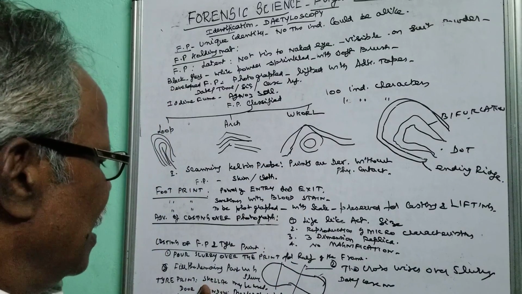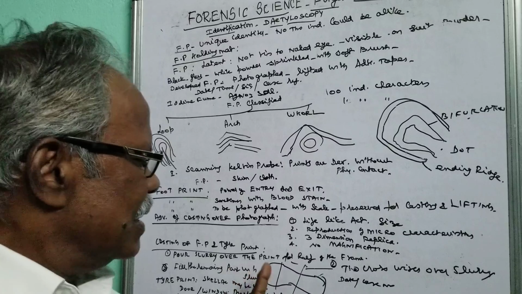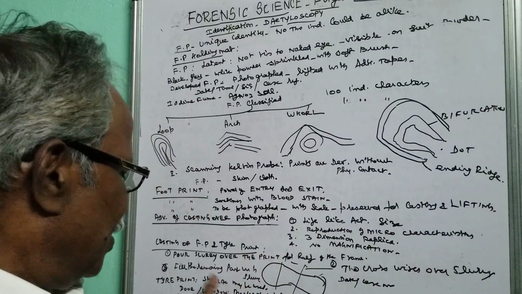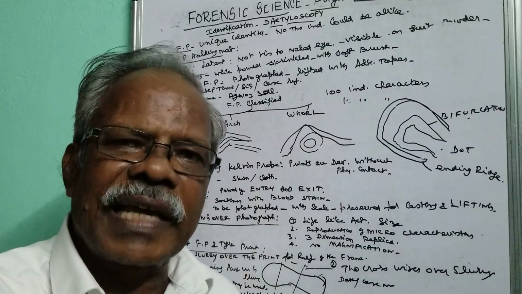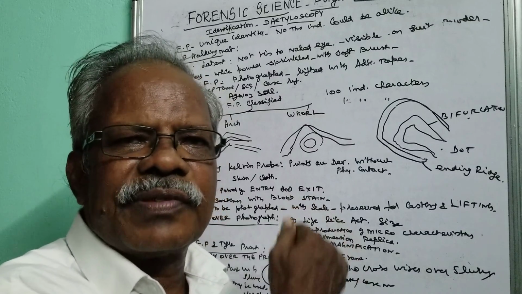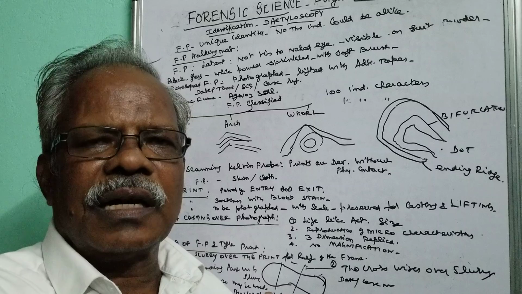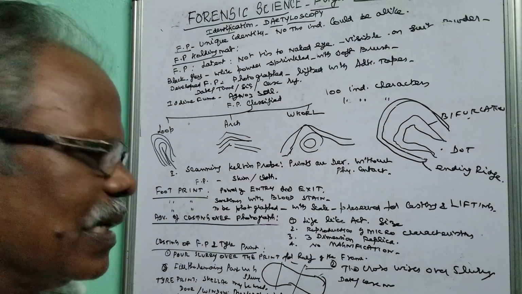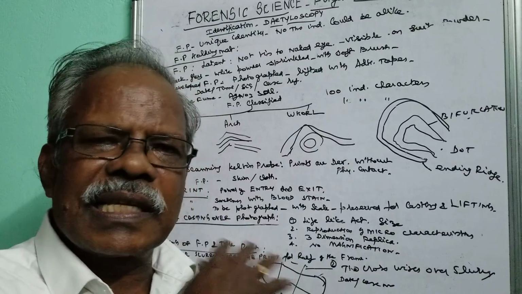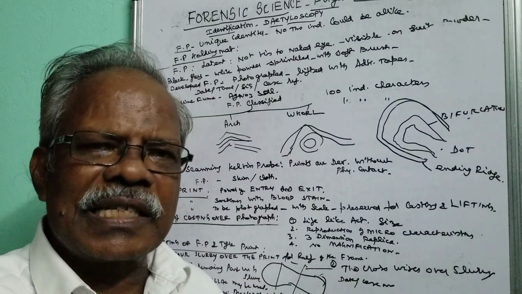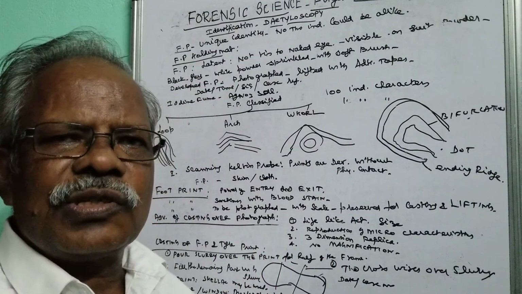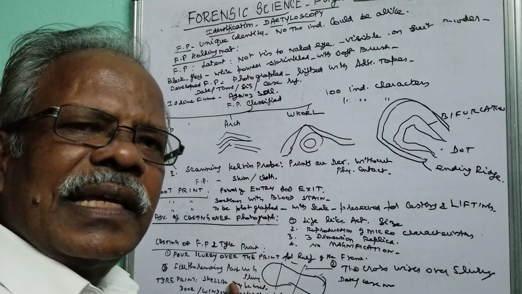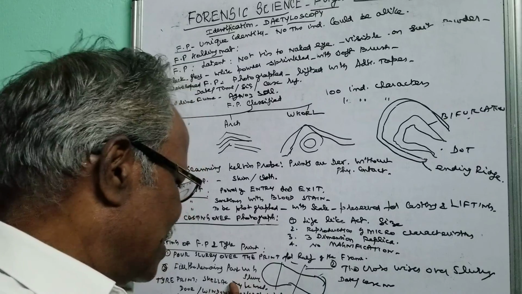This is how the footprint is taken. Next we will see the tire print. So this is with regard to the footprint or the shoe print. With regard to the tire print, instead of using the plaster of Paris slurry, shellac may be used to take the casting of the tire print.